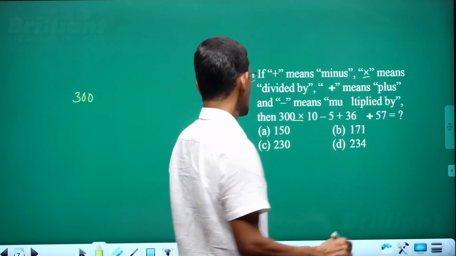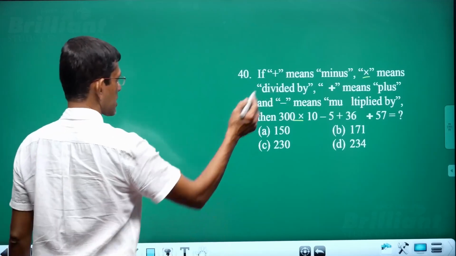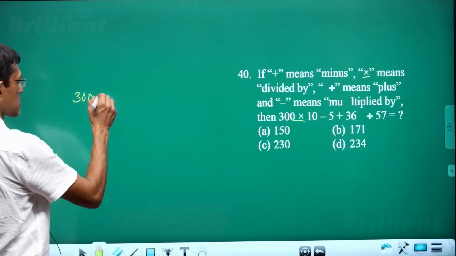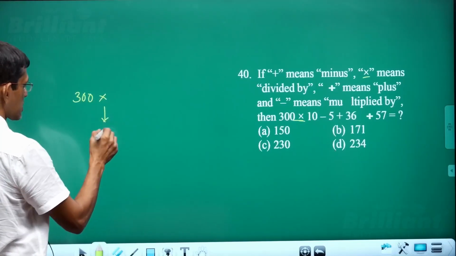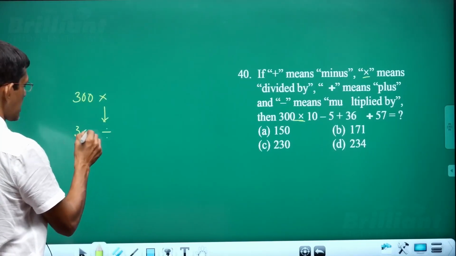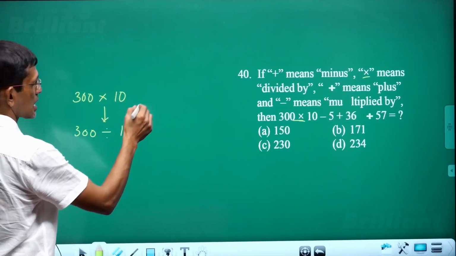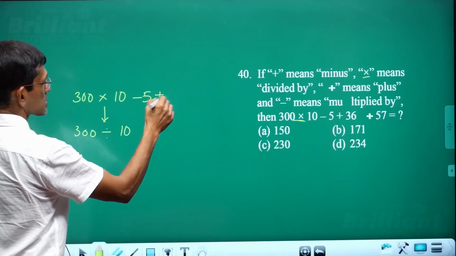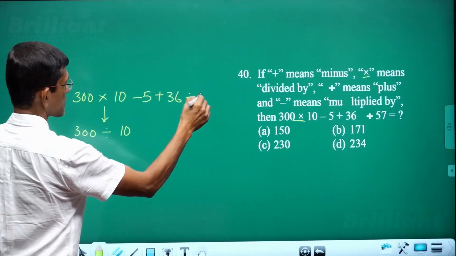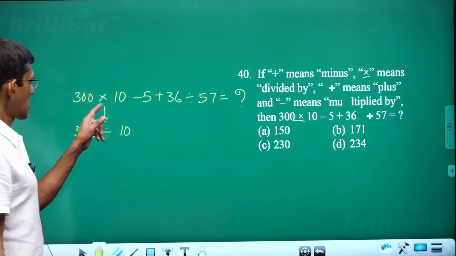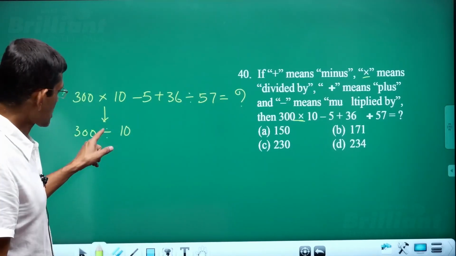Multiplication means divided by. So 300, actually it is multiplication, but it's changed to divided by. So 300 divided by 10. So this is 300 into 10 minus 5 plus 36 divided by 57. What is that? That's a question. So multiplication has changed to divided by.